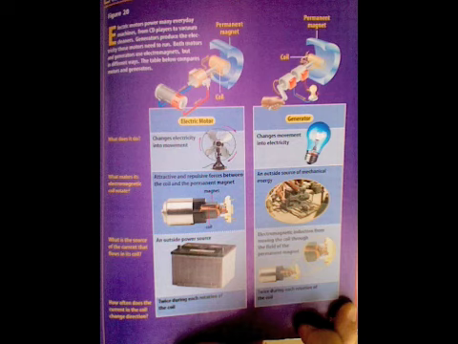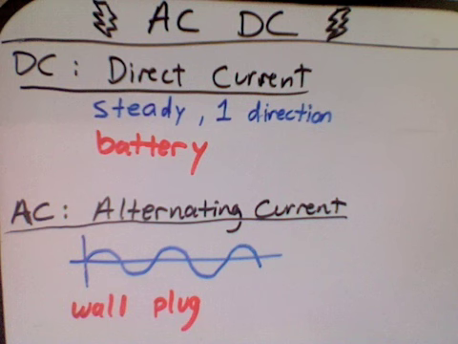Because if you don't make a trick with the connections in a generator, what you actually generate is a current that changes directions, and that's known as an alternating current. AC/DC, it's not the rock band. AC means alternating current, and DC means direct current. And as the names would suggest, direct current is a steady current. It goes just in one direction and it doesn't change. It's the kind of current that's produced in a battery.